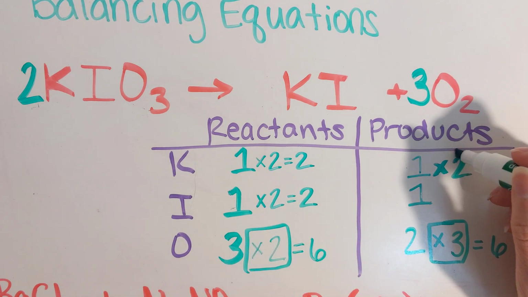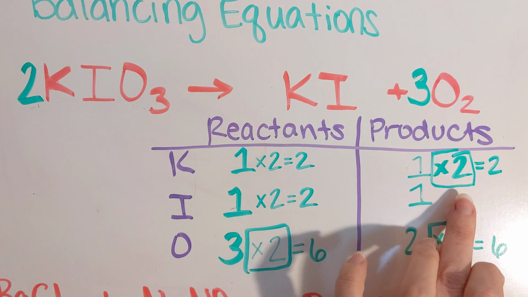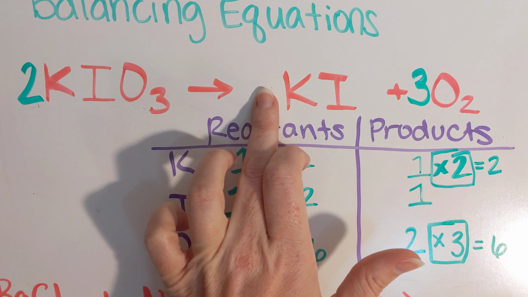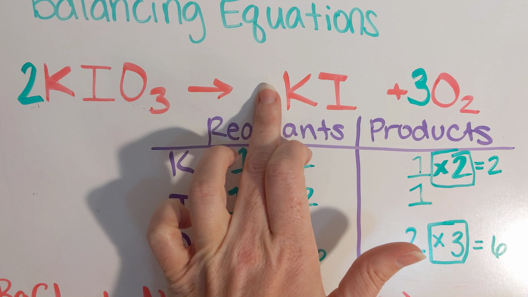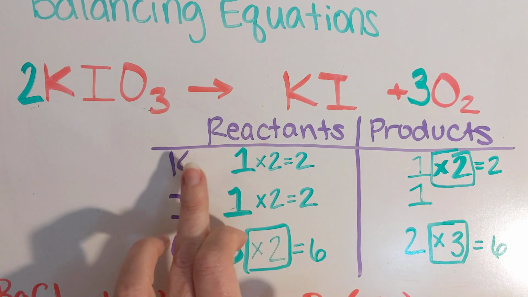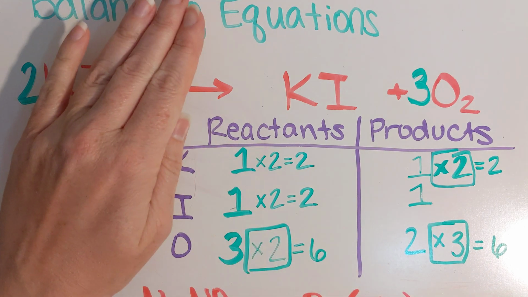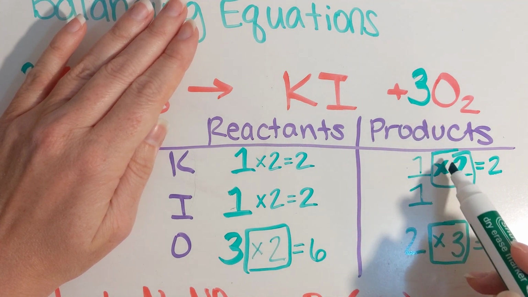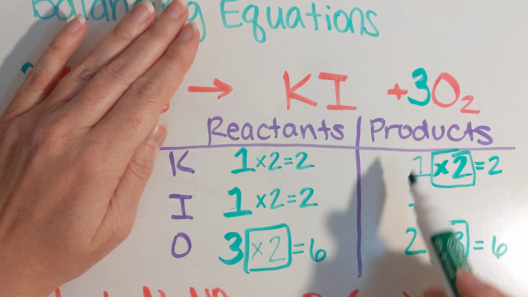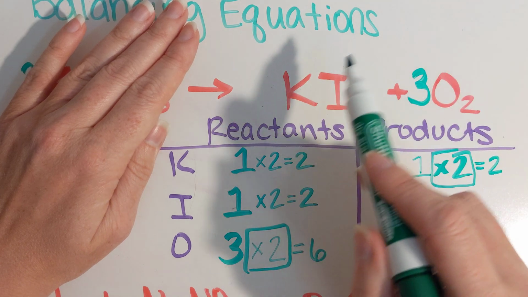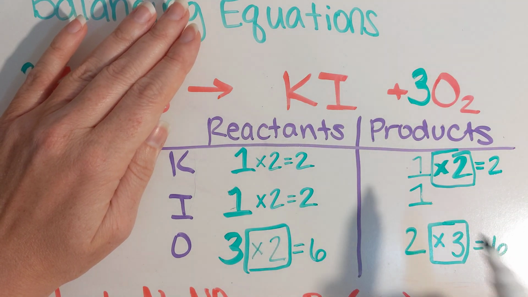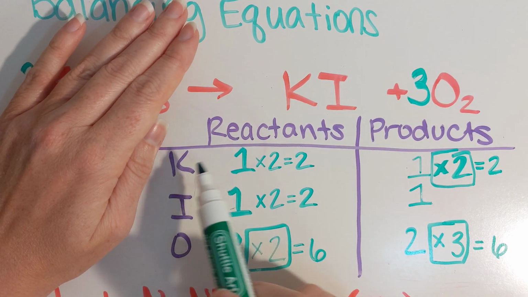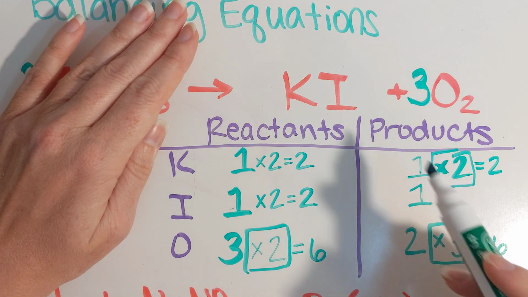And to do that, I put a 2. Big numbers, remember you can only do big coefficients, in front of the K after the arrow. See that I'm trying to change just the products here. So over here, I'm dealing with after the arrow. So I need to take my potassium and multiply it by 2.